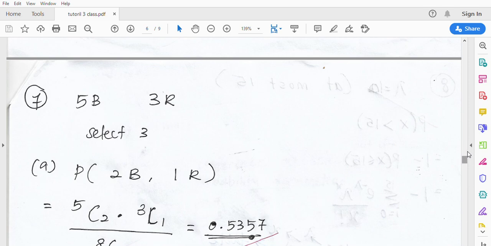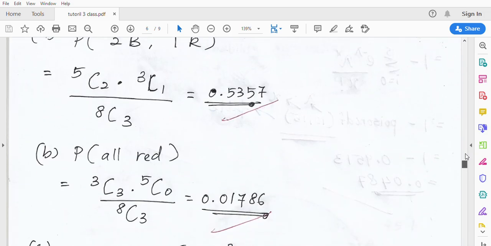A candy dish contains 5 blue and 3 red candies. A child reaches up and selects 3 candies. So we have to select 3 candies, and because of selection, we will use the hypergeometric distribution. So A, what is the probability of 2 blue and 1 red candies in the selection?